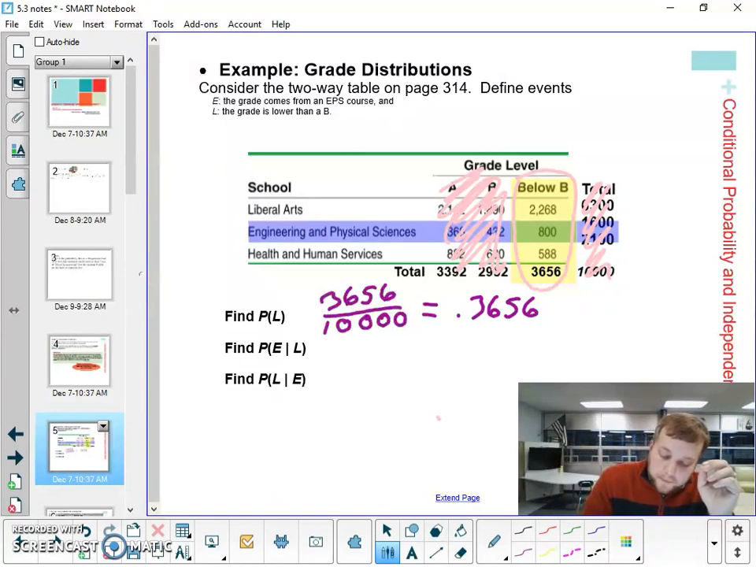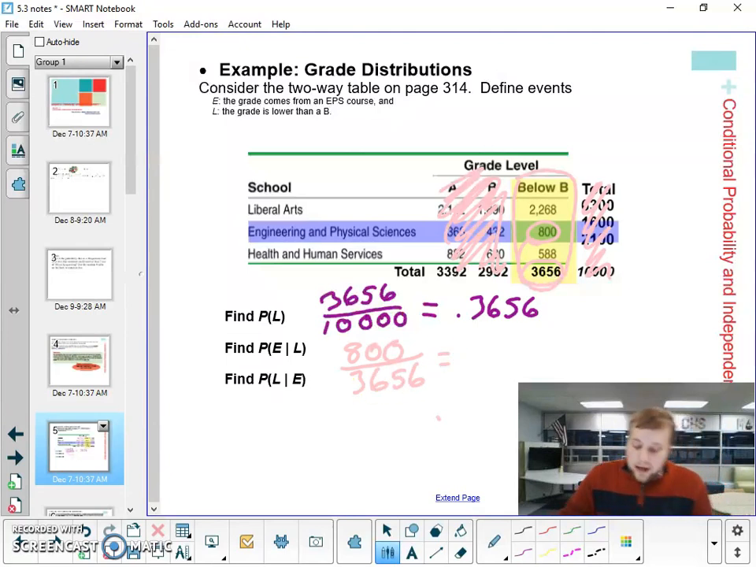So it would be 800 out of 3656. Let's see what that's going to be quick. 800 divided by 3656 is roughly 0.2188. Perfect.